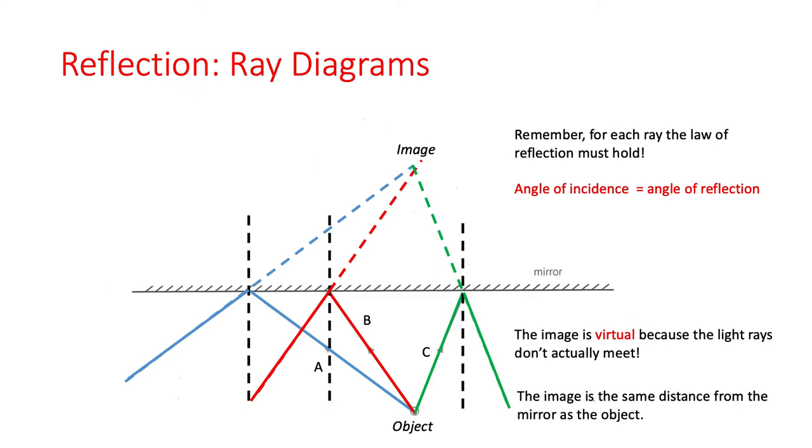Again, we notice, however, that the image is the same distance from the mirror as the object. Okay, so really to hammer home that point. Just have a look at your diagram, check those points, and then you'll have a chance to practice this in a couple of follow-up past paper questions.